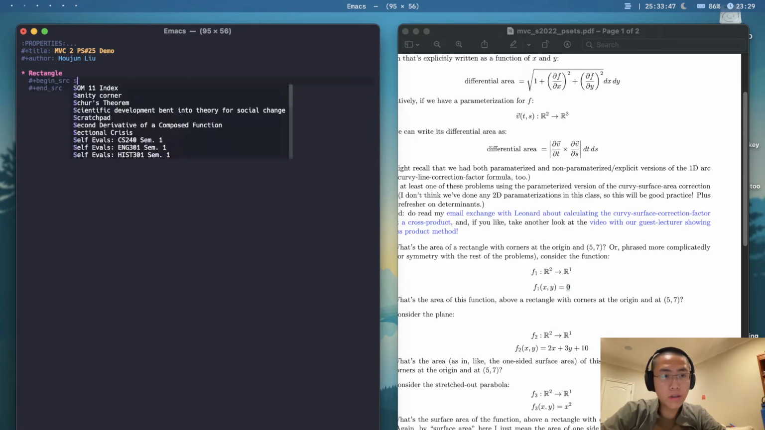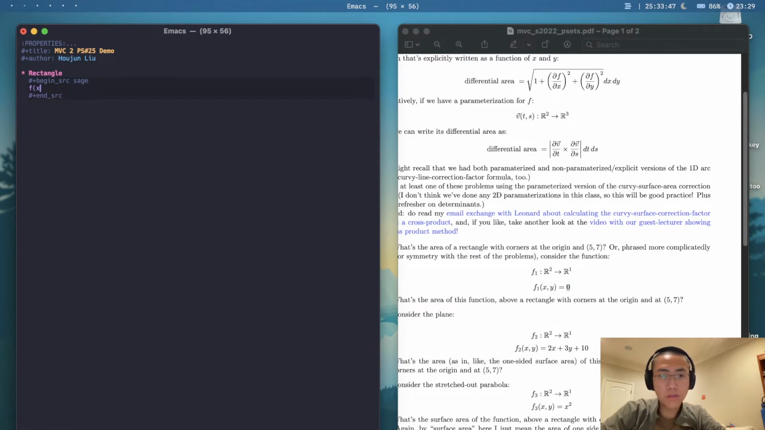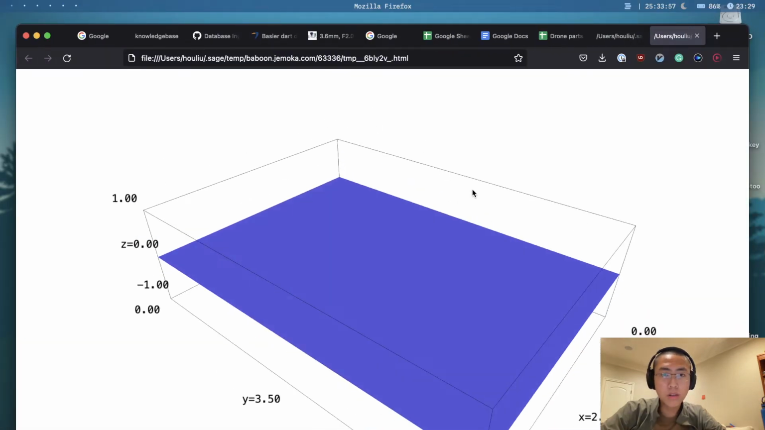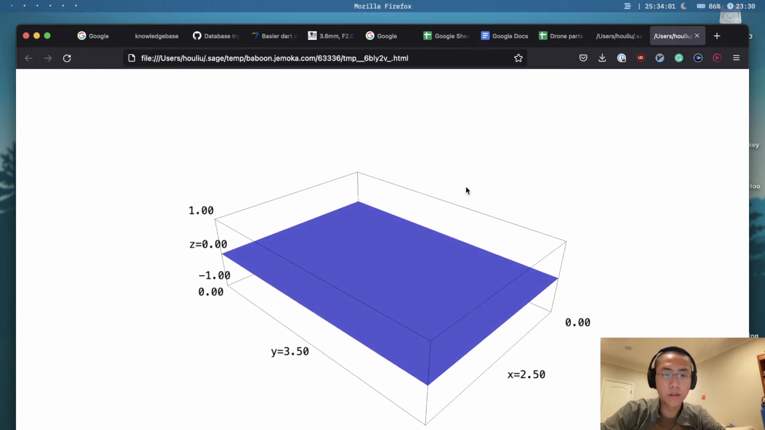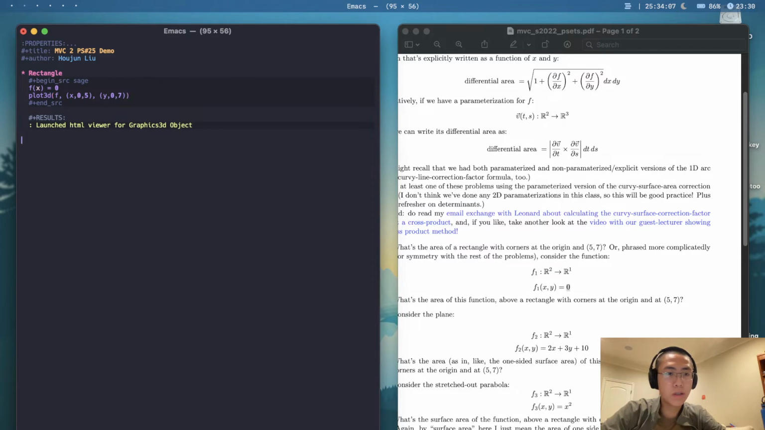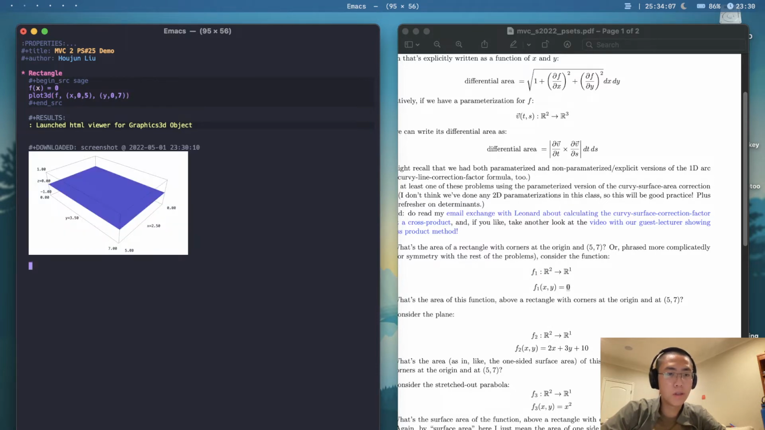So for posterity's sake, let's just plot what it looks like. It's a function at 0. So let's plot the function. The x bound is 0 to 5. The y bound is 0 to 7. And so yeah, unsurprisingly, it's really flat and really sad. Taking a picture for posterity's sake and pasting it in right there.